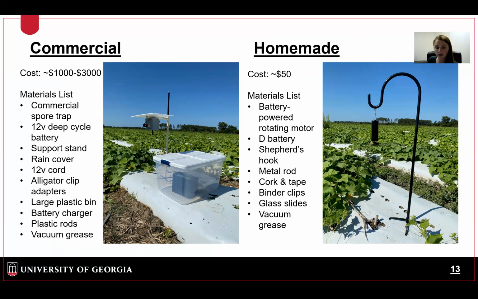A homemade spore trap, on the other hand, is only $50. You can use materials that you can find in a local store. It is user friendly. You don't have to have knowledge of batteries to set it up, and it is much easier to transport. So this system sounds great in theory. It uses the same vacuum grease that you are using to collect downy mildew spores with the commercial spore trap, just with a motor that moves slightly slower, and you have a greater surface area with those glass slides instead of the plastic rods. We came up with this in theory, and now we want to make sure that it actually will work to monitor cucurbit downy mildew.